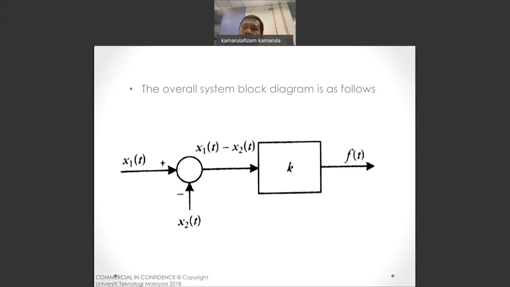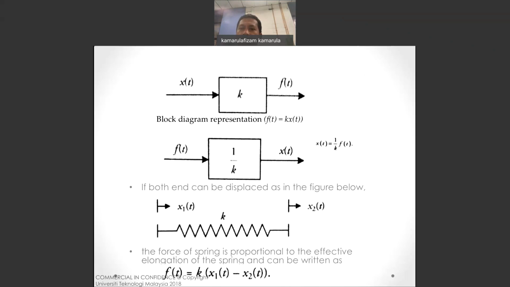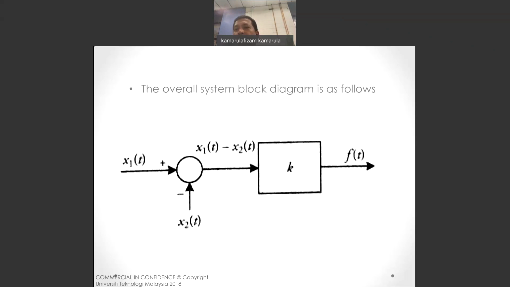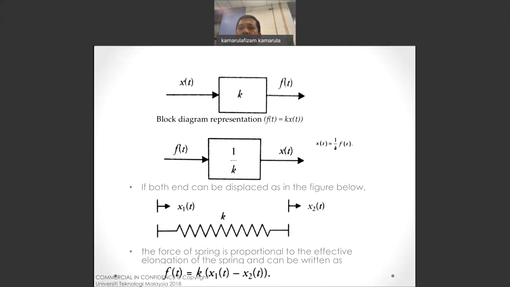You have x1(t) as the input, x2(t) also as the input of the system, because you have two displacements, x1 and x2, and then the difference between x1 and x2 becomes the input to the k. You can relate this back to the formula here: F(t) is equal to k times (x1 minus x2). So the same thing here, x1 minus x2 multiplied by k, you will have the force. So this block diagram, you can basically simplify and get the formula of this one.